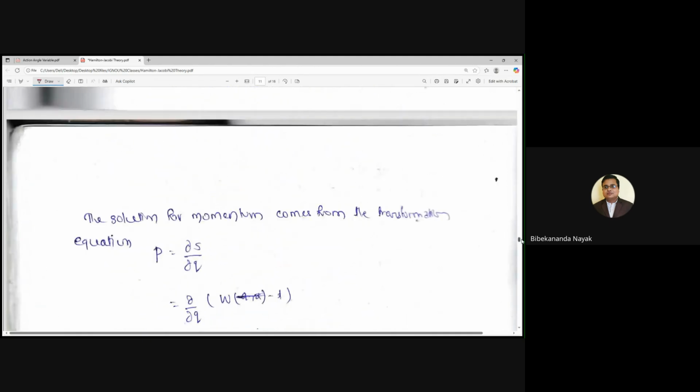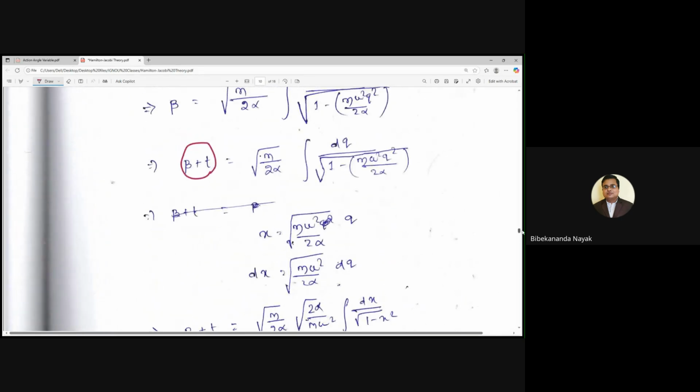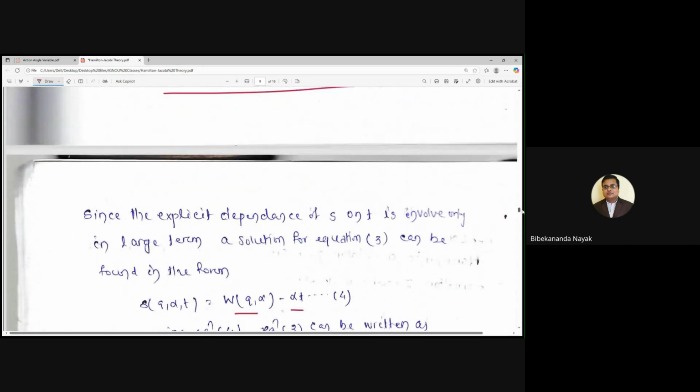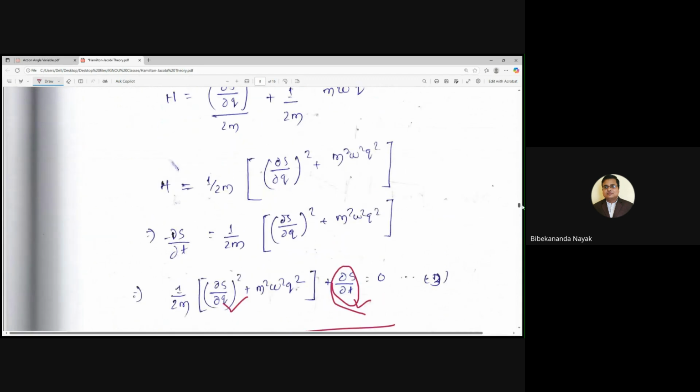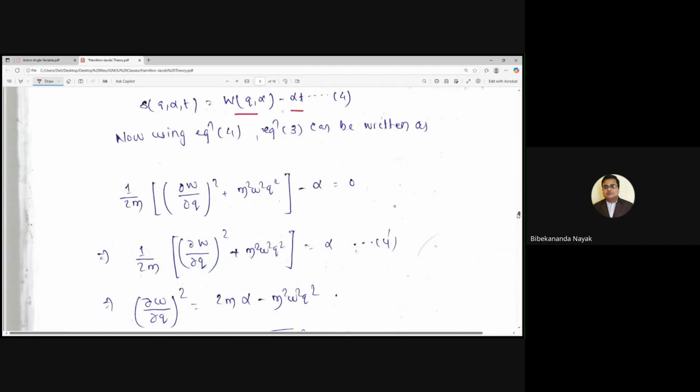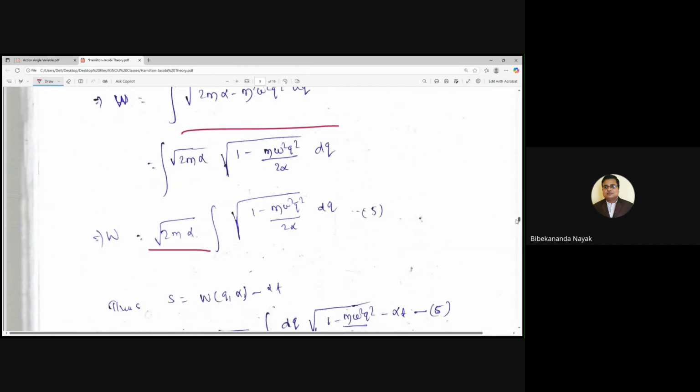In this process you have to remember only two formulas that I will use. First one is H is equal to minus ∂S/∂T. This formula we use here from the Hamilton-Jacobi method. And the second is P is equal to ∂S/∂Q. Using these two formulas, we can solve this problem and get the values of Q and P.